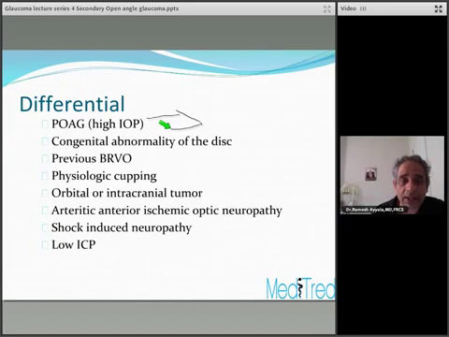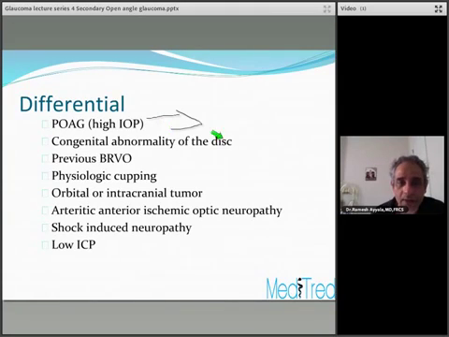So it's easy for you to mistake primary open-angle glaucoma patients to be normal tension glaucoma if you base your diagnosis on just one reading. And that brings in the question of serial tonometry and the importance of it. Congenital abnormality of the disc.